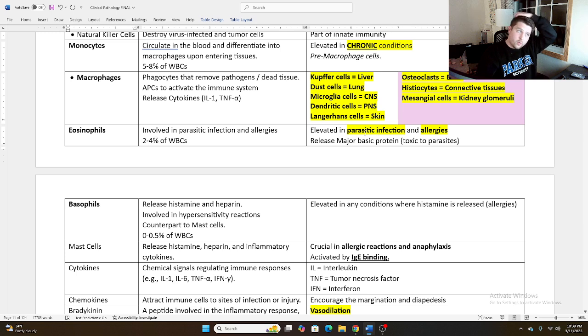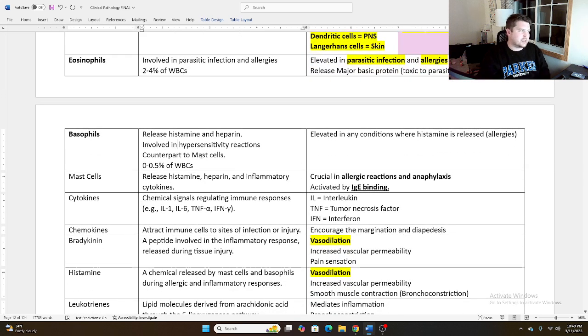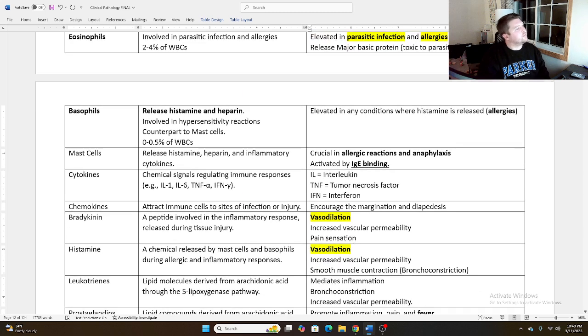Eosinophils, these are for our parasitic infection as well as allergies. That's the main test you're going to get. So anytime that you see eosinophils are raised, we are either considering a parasite or there was some type of allergic reaction happening. Basophils are kind of the last type of white blood cell. We don't ever really talk about them. The only other thing that we mention is they release histamine and heparin. So they're also involved in allergies, but very rarely do we get asked about basophils.